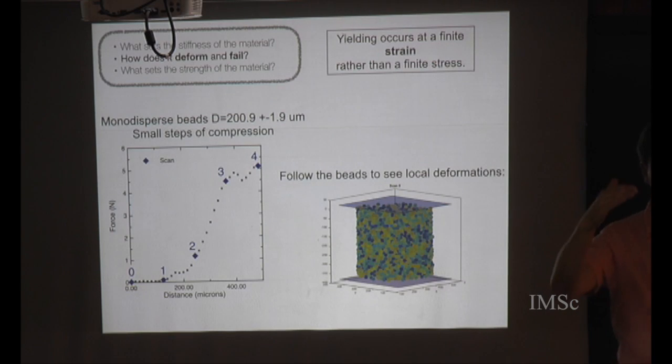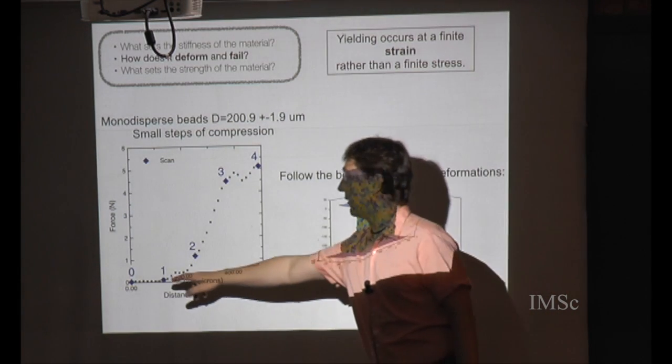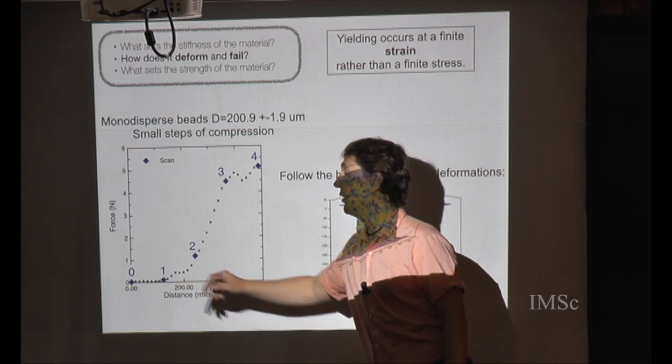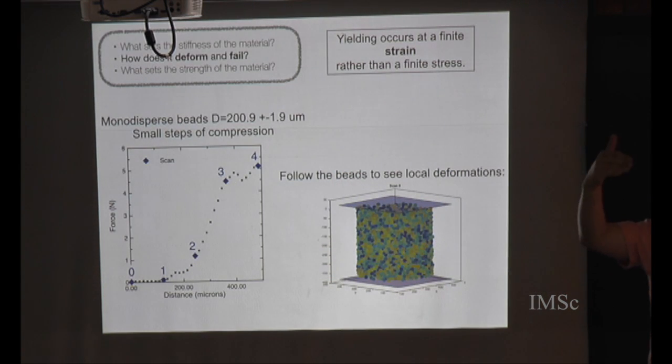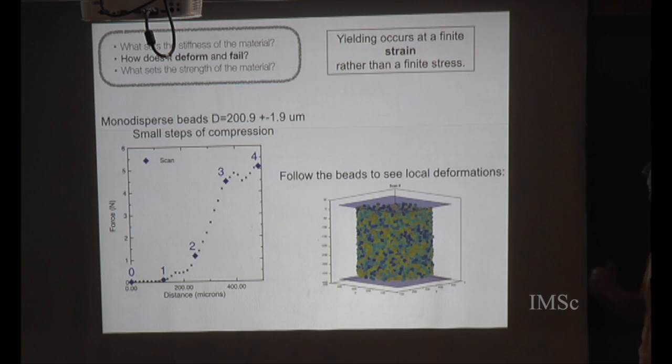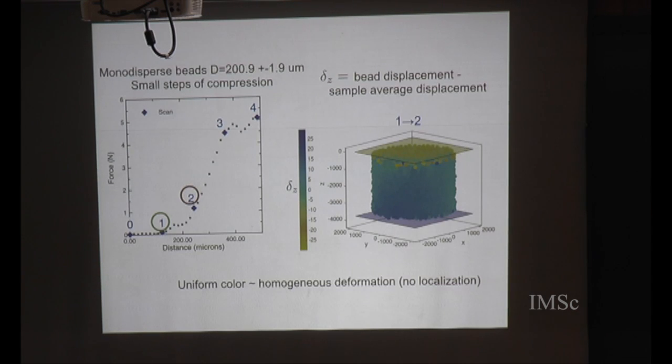So now if we start yielding again, if we follow compression, we make five scans here: 0 before contact, 1 where we first see the first forces, 2 at the beginning of the linear regime, 3 at the end of the linear regime, and 4 into the yielding regime. We can follow the beads and look for local deformations, similar to some things we've seen in previous talks. You can compare these pairwise, subtracting one from the other to look at the deformation field.